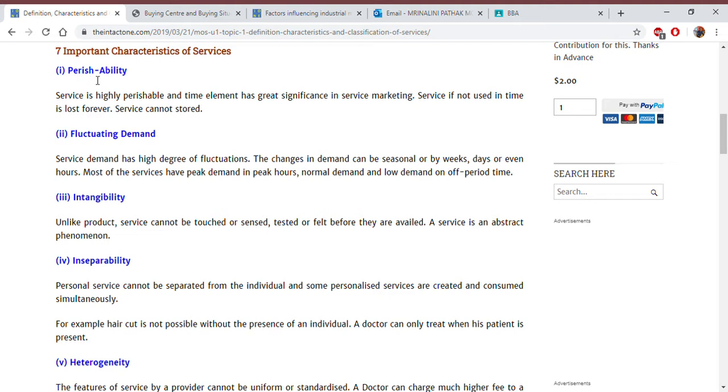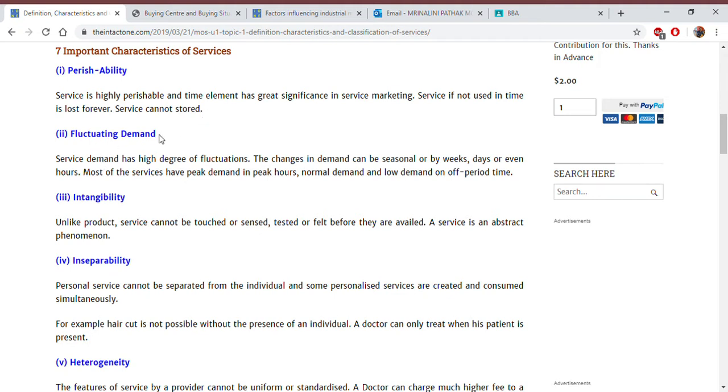First one is perishability. Perishability means how much time it can be saved. Service is highly perishable and time element has great significance in service marketing. Service, if not used in time, is lost forever. Service cannot be stored. There is a particular time limit under which we have to fulfill that service, and after that we cannot recover the service.